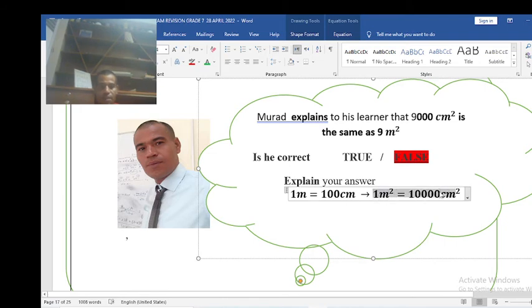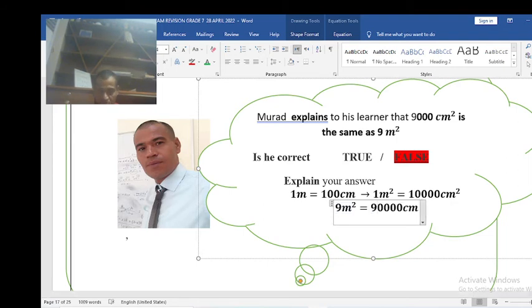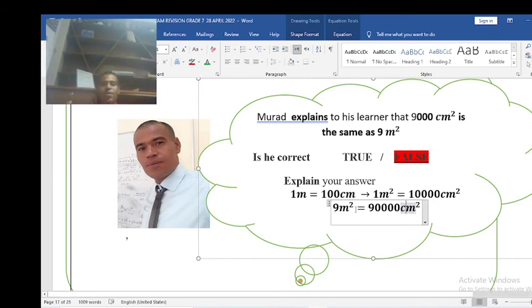9 centimeter square, you multiply both sides by 9, which gives 90 centimeter square. Okay, the square of centimeter, I will use this one, equal 90,000 centimeter square. So this is the correct answer.